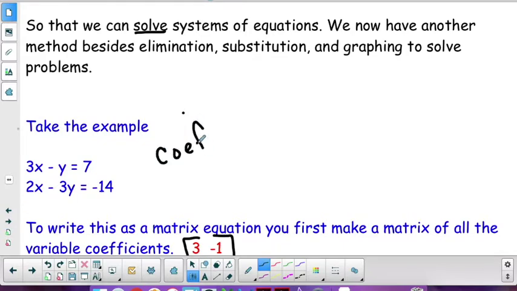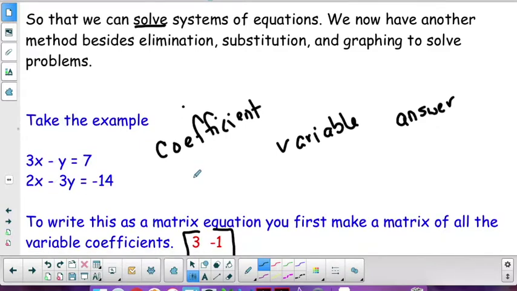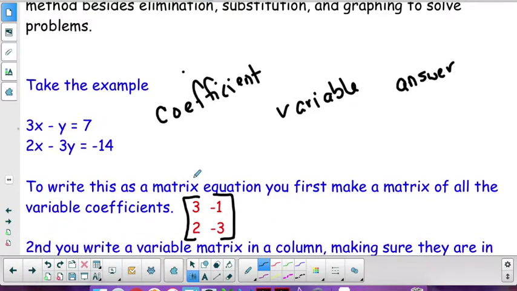You have to have a coefficient matrix, a variable matrix, and what we call our answer matrix, because technically it is the answer to these 2 statements right now. Okay, even though it's not the answer to the problem. So your coefficient matrix is exactly what it sounds like. It's the coefficients from all 4 of your pieces here, and including the signs. Very, very important. So 3, negative 1, 2, negative 3.